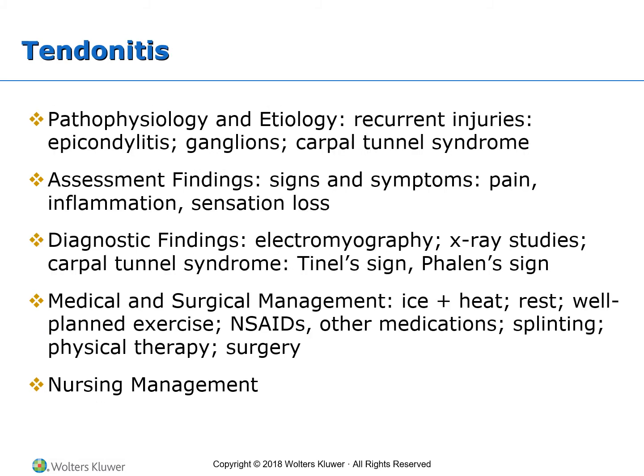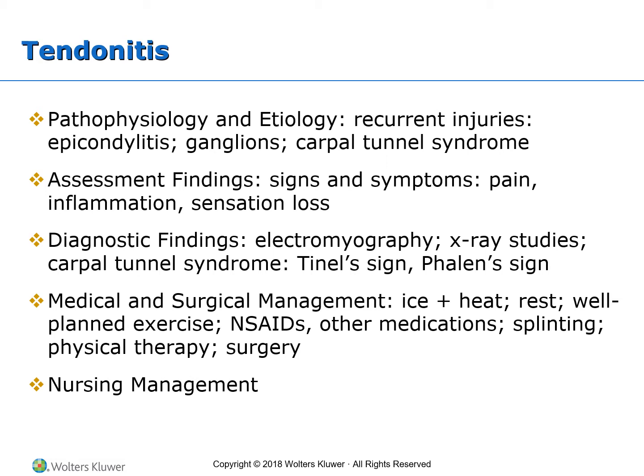Tendonitis is the inflammation of the tendon caused by overuse. There are several types of tendonitis that commonly occur as a result of repeated sports or work activities. Epicondylitis, ganglions, and carpal tunnel syndrome are recurrent injuries that are frequently seen. Epicondylitis, or tennis elbow, is a painful inflammation of the elbow. A ganglion cyst is a cystic mass that develops near tendon sheaths and joints of the wrist.